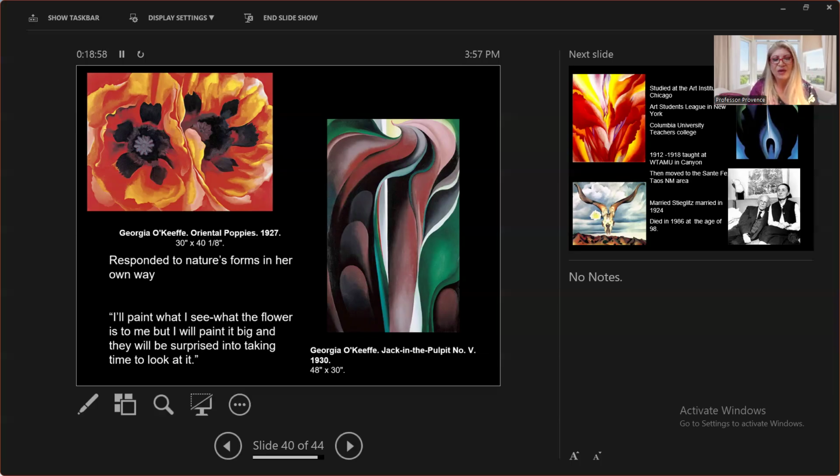She says, "I'll paint what I see, what the flower is to me, but I will paint it big. And they will be surprised into taking time to look at it." I'm sorry, I don't see anything in there that mentions vaginas, vulva. I don't see any of that, right? So it was interesting though that you had serious art critics, male art critics, writing that, okay, her work is recognizable, because they thought she's kind of like one of the guys. So it was okay. They could do that. That's kind of sad, isn't it? But that was the age.